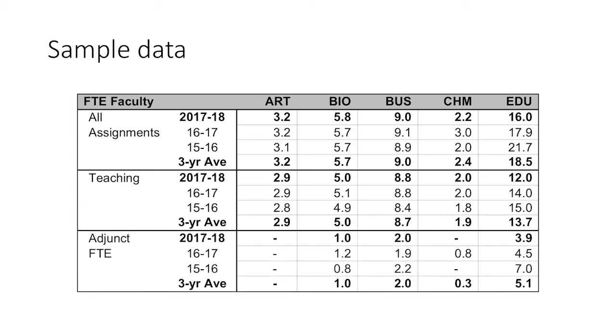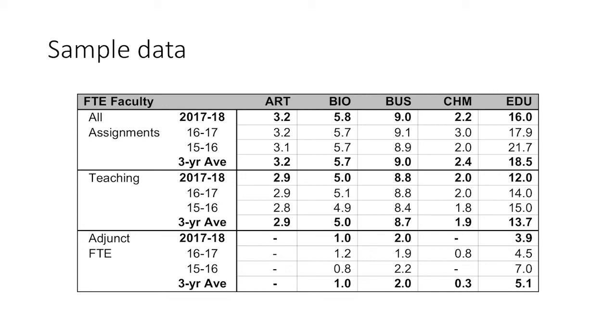The other thing that is really helpful is to look at the FTE assignments for adjuncts. That tells you the degree to which a department is reliant on full-time versus part-time people. And you'll see that art has no part-time faculty. Chemistry has almost no part-time faculty. You see a weird blip in 2016, 2017 in chemistry where you've got almost a full-time person as an adjunct, and that should raise a question for you.